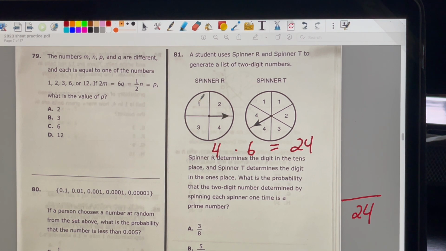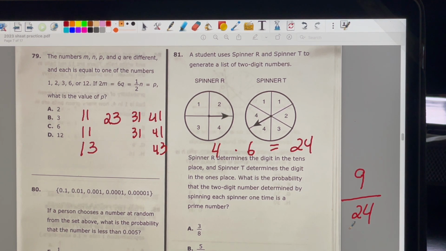Now, how many of those are prime numbers? Well, if you land on 1, you can get 11, and another 11. 12 is not a prime, 13 is a prime, so you can get 13. With 2, you get 21, 21, 22, 20, and 23 is a prime. With 3, 31 is a prime, 31 again is a prime. 32 is not, 33 is not, 34 is not. With 4, you can get a 41, another 41, and a 43. So you can get 1, 2, 3, 4, 5, 6, 7, 8, 9 chances of getting a prime number. If you simplify 9 over 24, you divide top by 3 and the bottom by 3, you get 3 over 8.